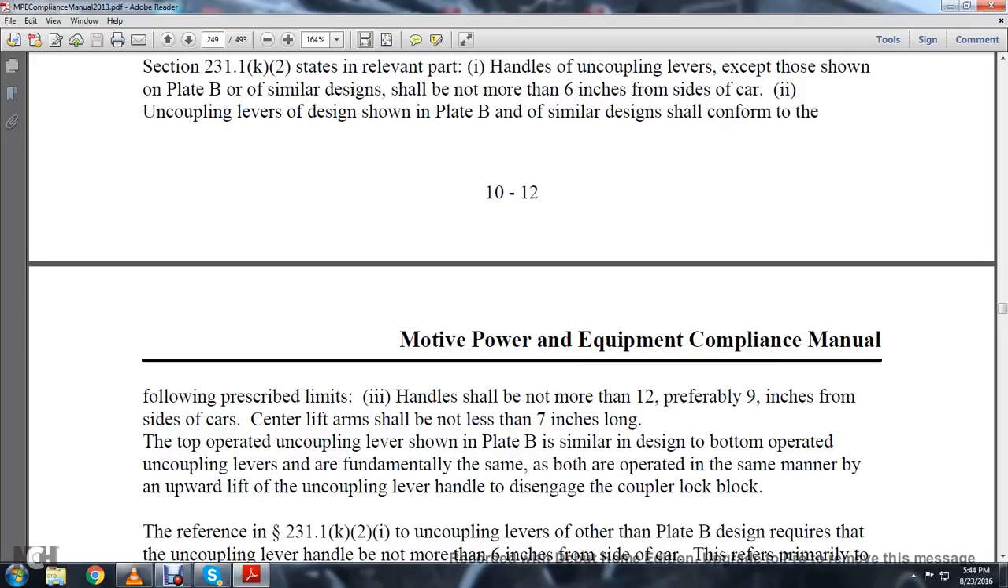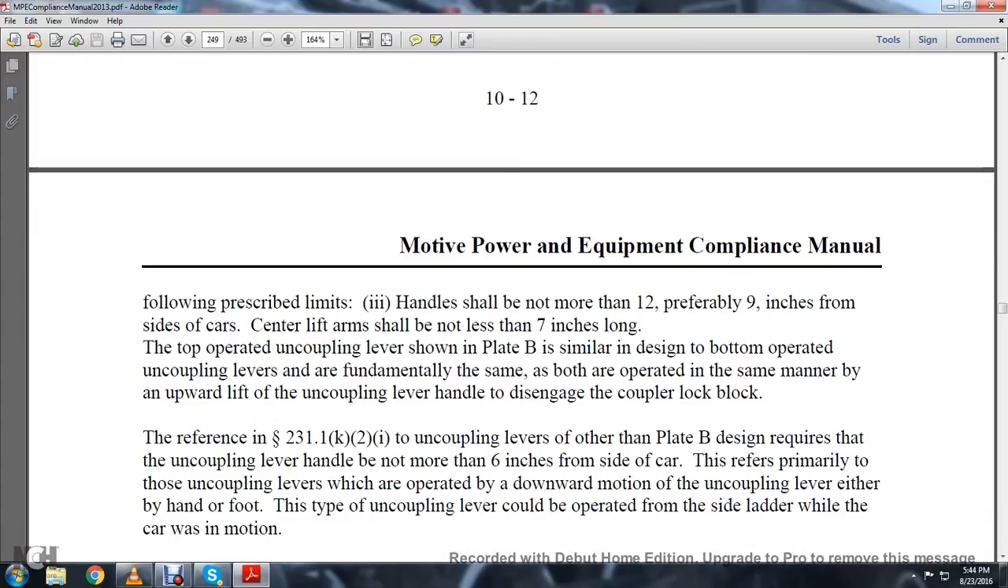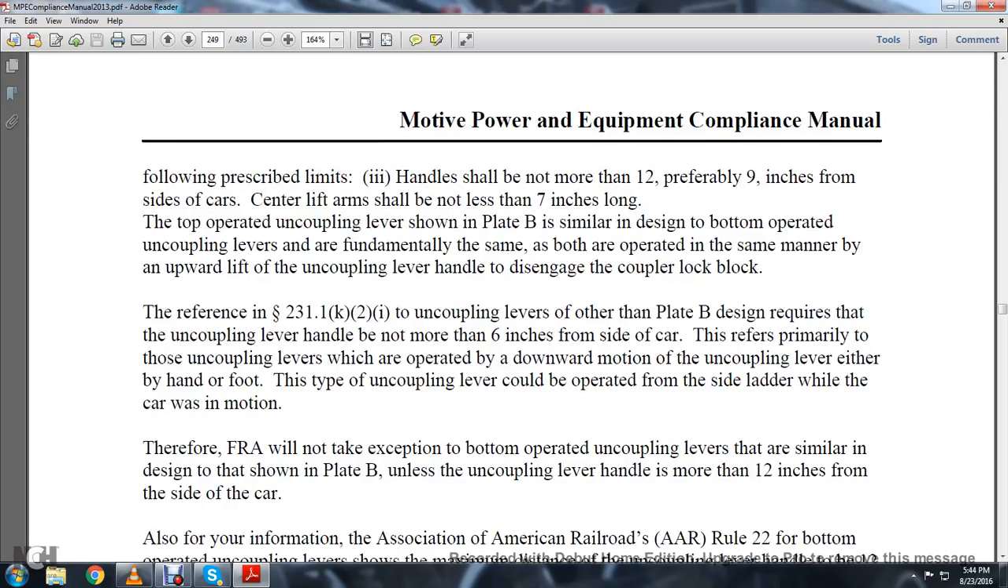The top operated uncoupling lever shown in Plate B and similar designs to the bottom operated uncoupling lever are fundamentally the same, and both are operated in the same manner: an upward lift of the uncoupling lever handle disengages the knuckle or lock bolt blocks.